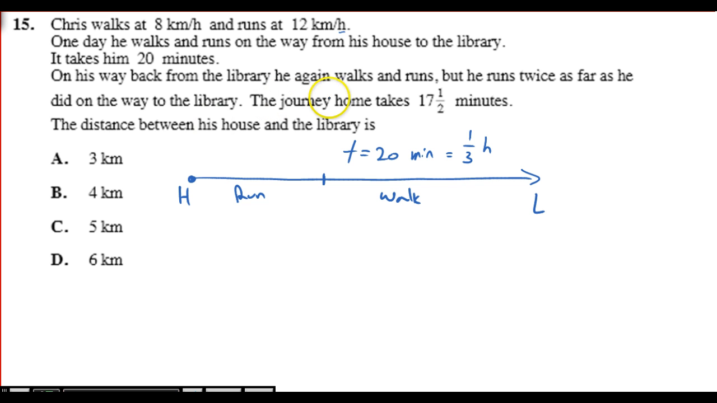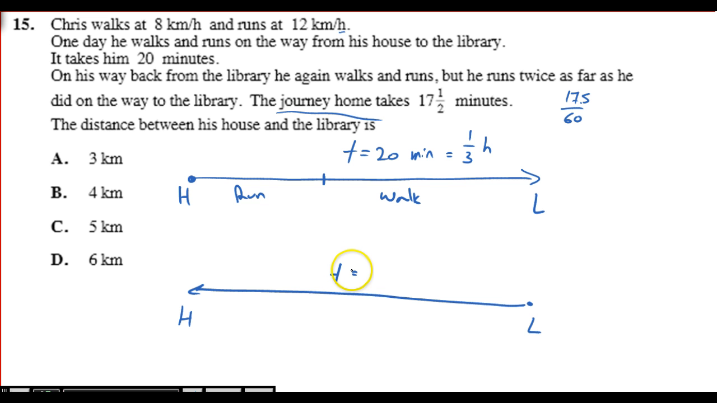On his way back from the library, he walks and runs again, but he runs twice as far as he did on the way to the library. So let's do a diagram for that. On the way back, he goes from the library back towards his house, and that journey is 17.5 minutes. Again, 17.5 divided by 60, if you do that on your calculator, you're going to get t equals 7/24 hours. Now this other piece of information that's critical is that he runs twice as far as he did on the way to the library. So if he ran this much on the way there, on the way back he ran this far and walked that much. So he ran twice as much. That's going to come into play a little later.